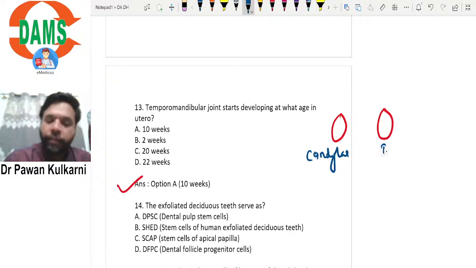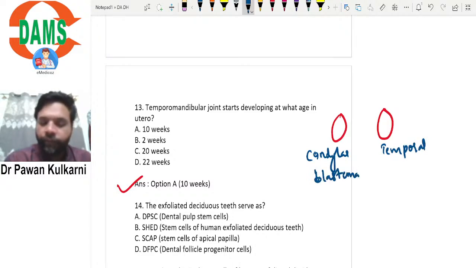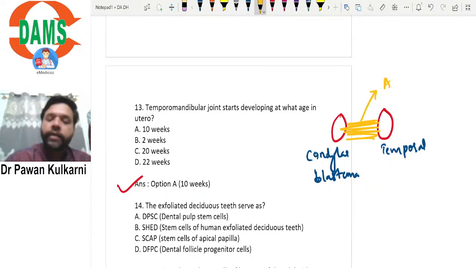This is called as a temporal blastema. So these two blastemas, basically, there will be a tissue in between the two. There will be tissue in between the two. So this tissue is nothing but will result in finally articular disc.